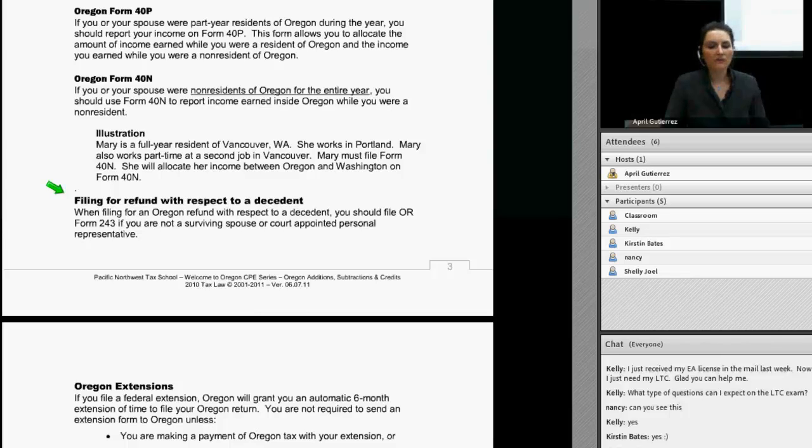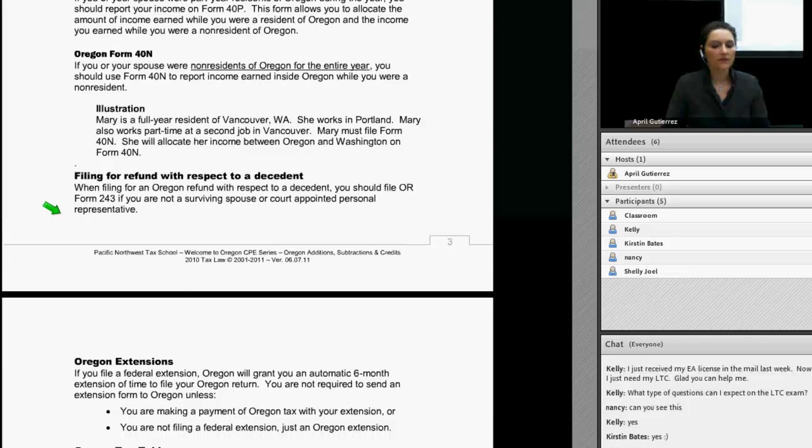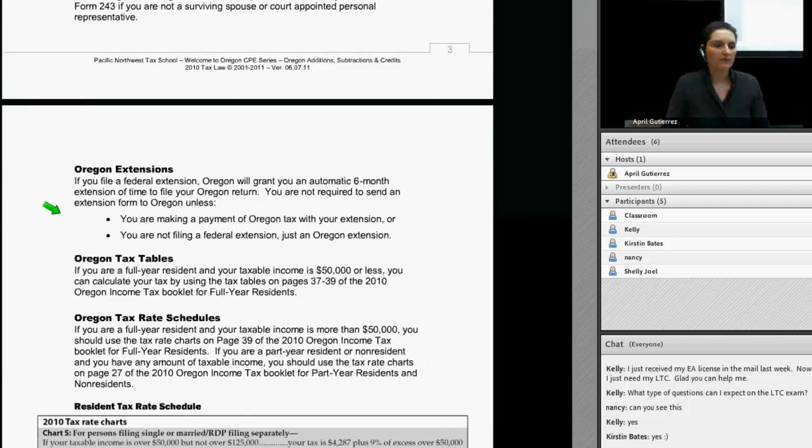Filing requirements with respect to a decedent. As the federal has a specific form, Form 1310, if you were filing for a refund in respect of a decedent, Oregon too has its own form which serves the same function. When filing for an Oregon refund with respect to a decedent, you should file Oregon Form 243 if you are not a surviving spouse or court-appointed personal representative.